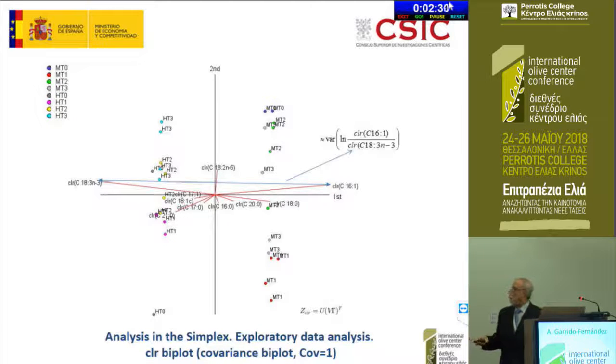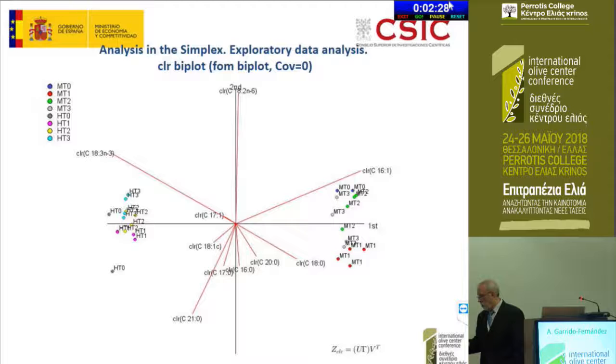This is a form biplot, also built specifically for compositional data. Here you can see a perfect segregation between cultivars, because this form biplot preserves distances. There is a very good separation between cultivars, but there is no segregation due to treatment.